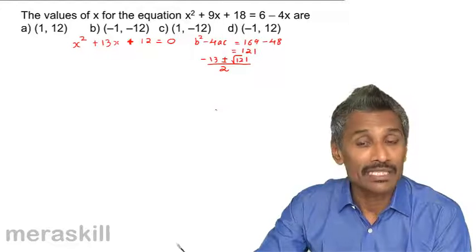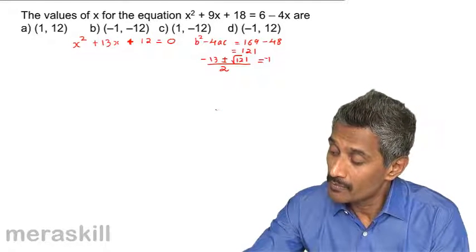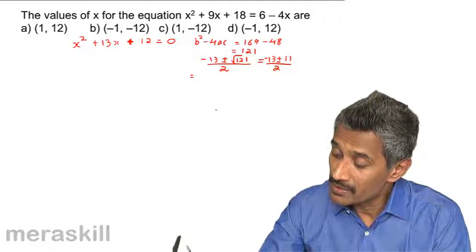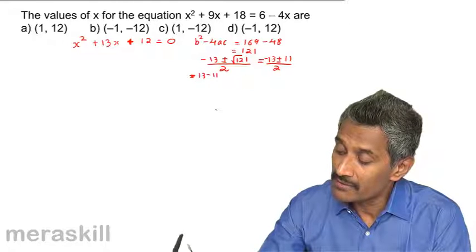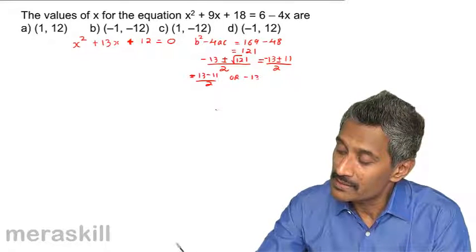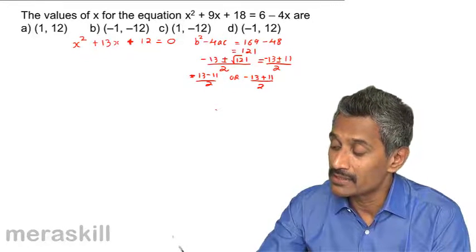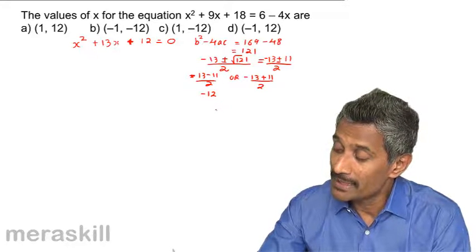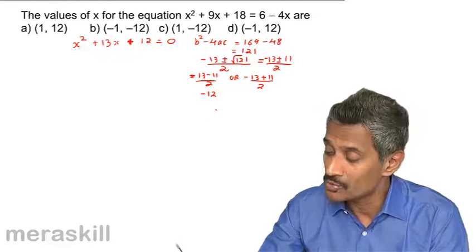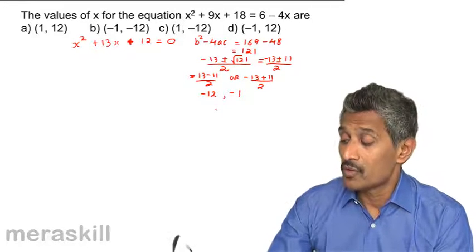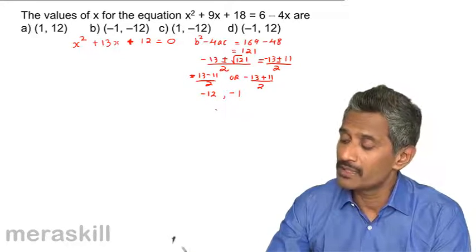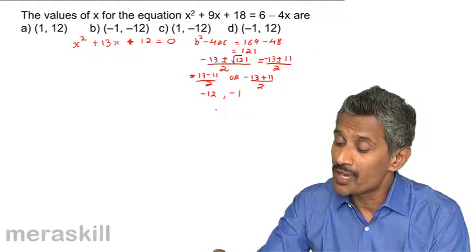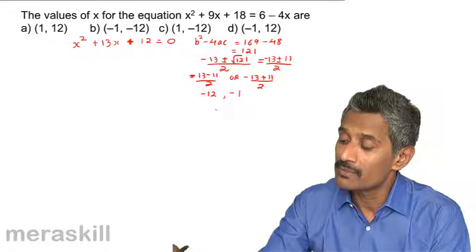So it's going to be minus 13 plus or minus 11 by 2, which would be either minus 13 minus 11 by 2 or minus 13 plus 11 by 2. Minus 13 minus 11 by 2 is going to be minus 24 by 2, minus 12. Minus 13 plus 11 is minus 2, minus 2 by 2, minus 1. So here the order is not important. The roots could be written as minus 12 and minus 1 or minus 1 and minus 12. So among these options you have 1, 12, minus 1, minus 12, 1, minus 12, and obviously this.